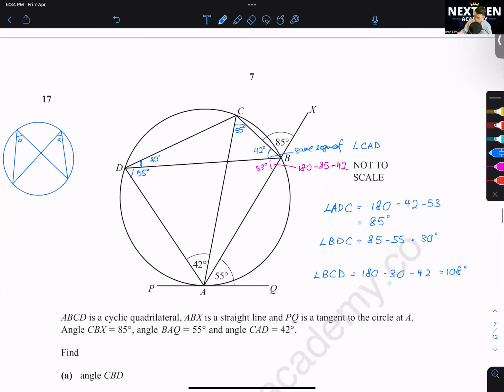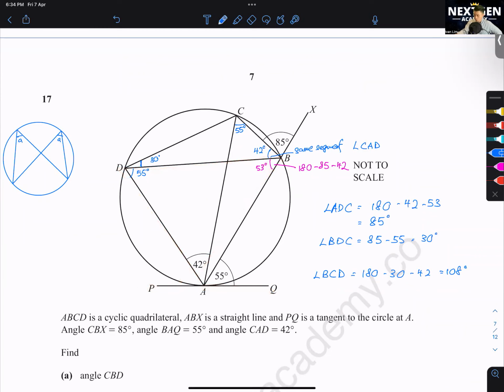PAD. Okay, PAD. Where is PAD? PAD. Okay, what theorem do we use for this? Tangent triangle. This angle is equal to this angle.